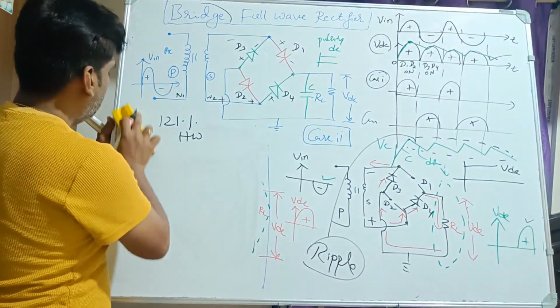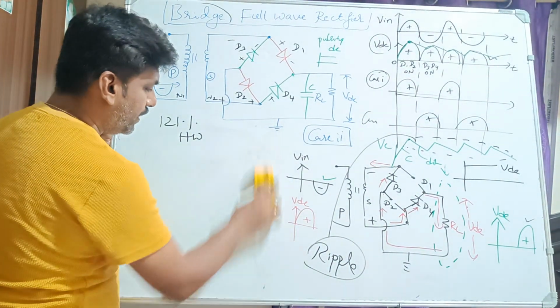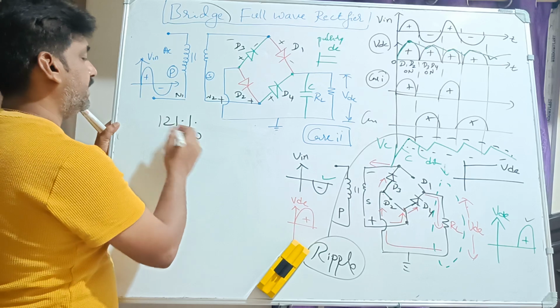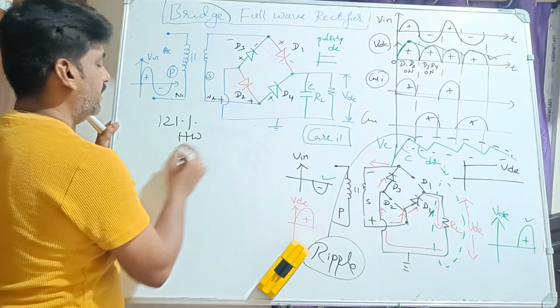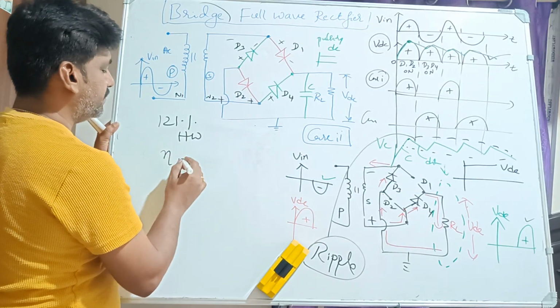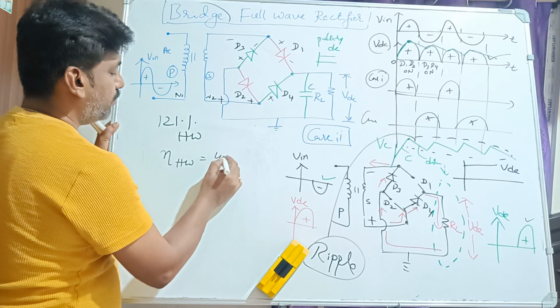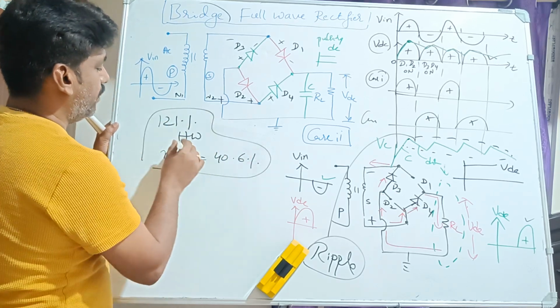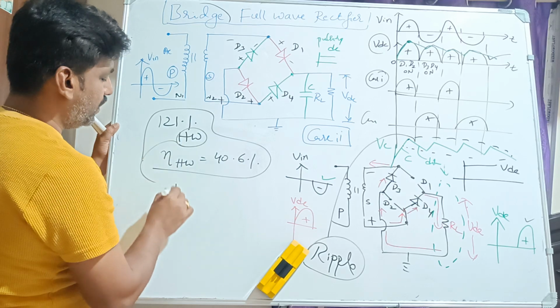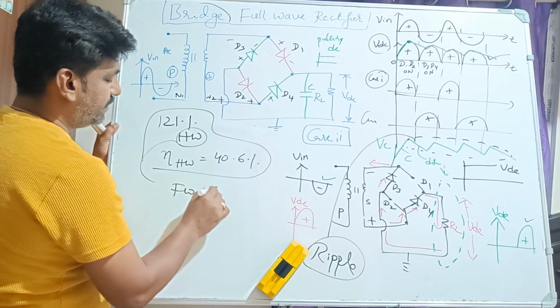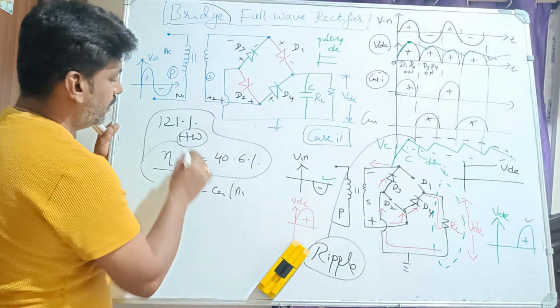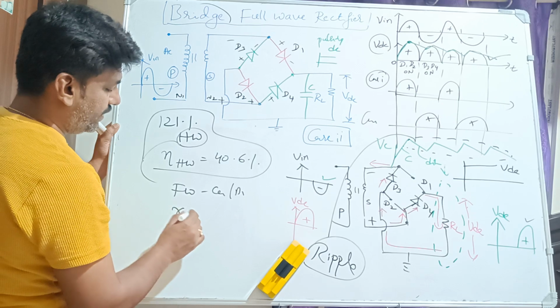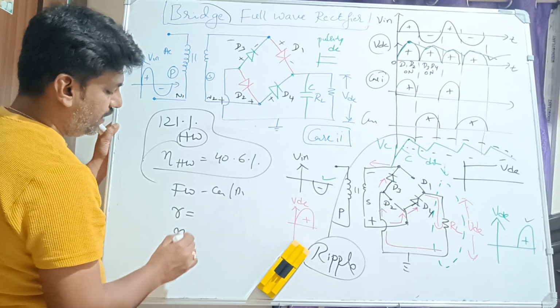What is the ripple factor of half wave rectifier? 121%. And what is the efficiency of half wave rectifier? It is 40.6%. So this is the drawback of half wave rectifier. So we move to the full wave rectifier, whether it is center tap or bridge. We should improve this ripple factor as well as the efficiency.